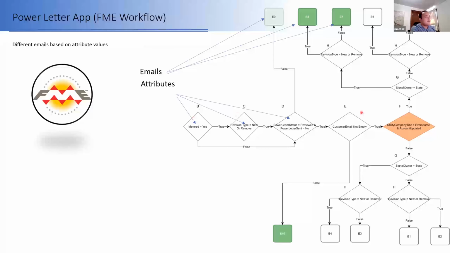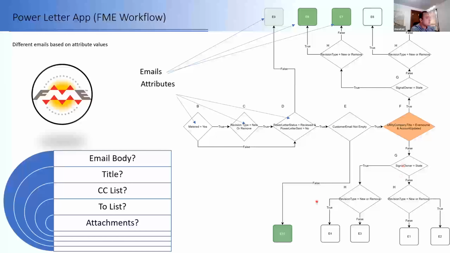So this is a logic diagram or flowchart that shows the different tests that we need to check on the answers of a submitted survey. For example, whether the intersection is metered or not, whether the power letter status is reviewed or not, and other attribute values of the submitted power letter, which will decide which email will eventually be sent and to whom. So all this is to decide what will be in the email body, title, the CC list, and the To list, and whether there will be attachments or not.